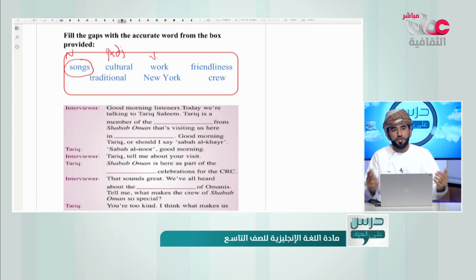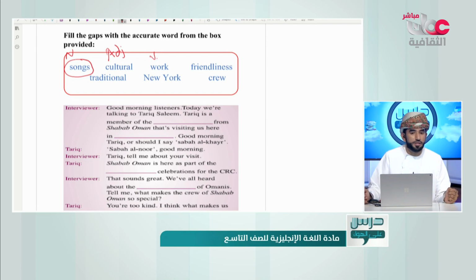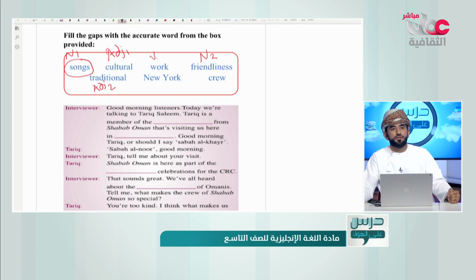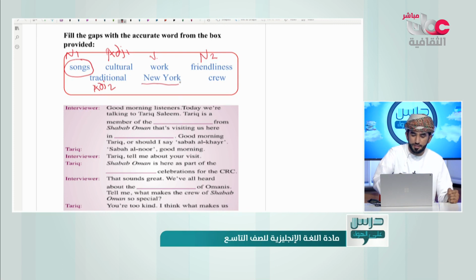And then you've got this one, friendliness. Who can tell me? Group A. Yes, it is a noun. So let's say this noun 1, this noun 2, adjective, verb. Then traditional, adjective, exactly. So this one adjective 2, this one 1. And then New York. Of course, it's what? Very crystal, everyone knows it. It's a noun, exactly. And going to the last one, crew.